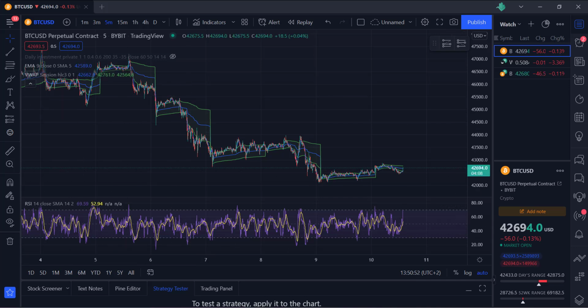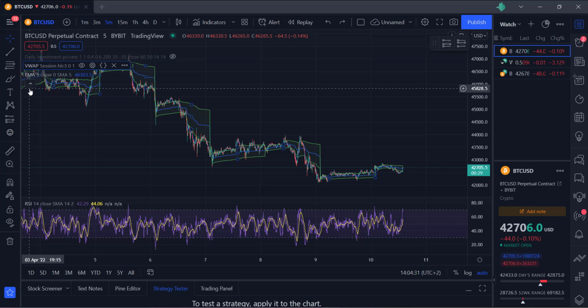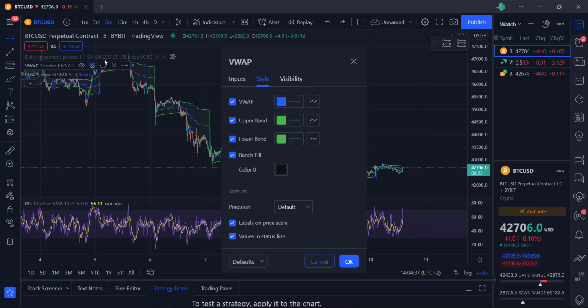So you're gonna need 3 indicators for this strategy. So everything sums up good. You're gonna have 3 indicators right now: the VWAP, the EMA, and the RSI. So now let's add some things and adjust some of the indicators.